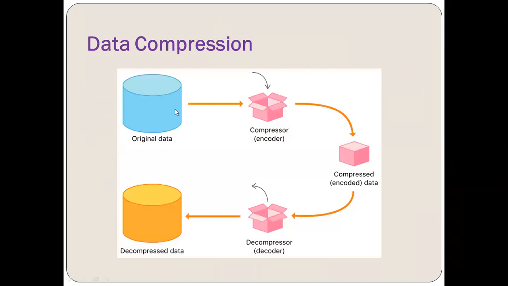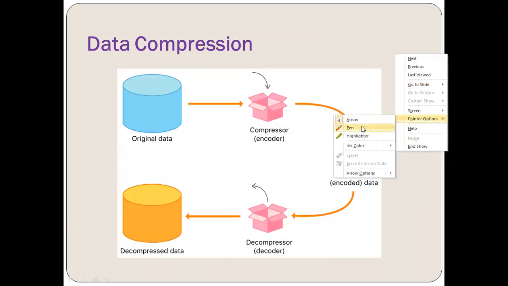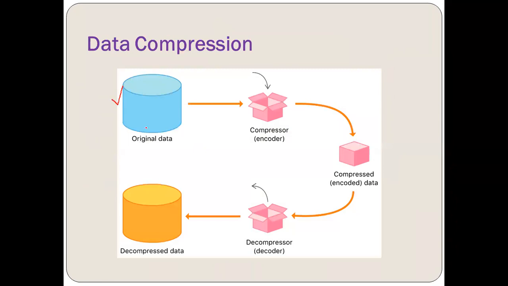Now let's understand in detail with this block diagram how it goes. This is the original file, and we call it the original data. Now we are going to encode it. We use the process of encoding or compressing. Here this is called the compressor, and in this compressor we are encoding the original data. So the process of encoding is taking place here.